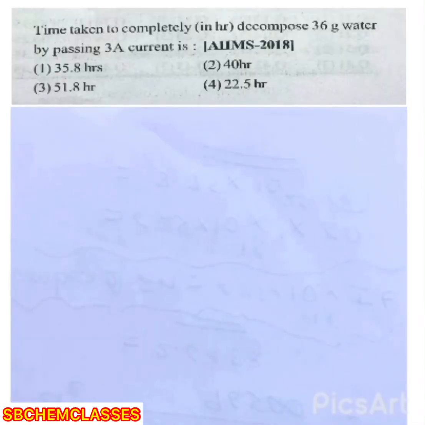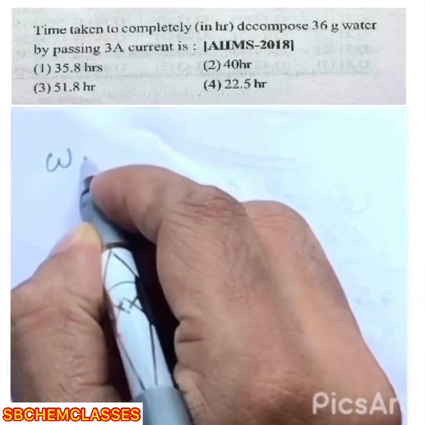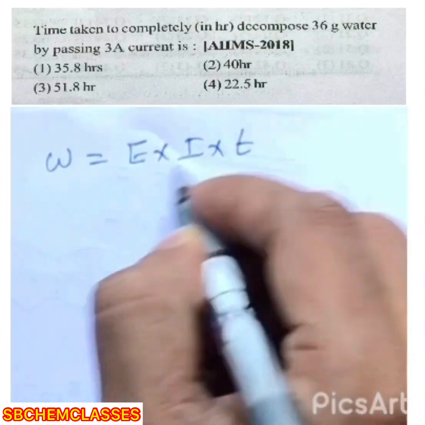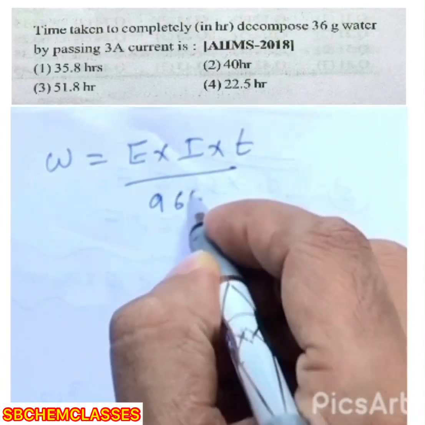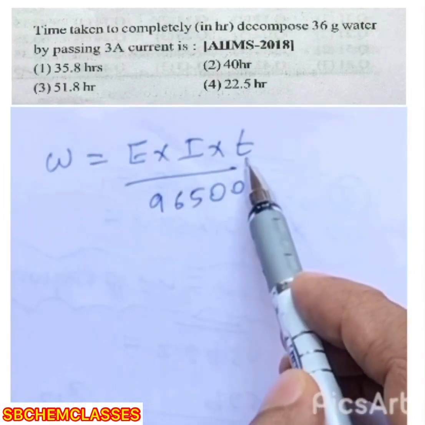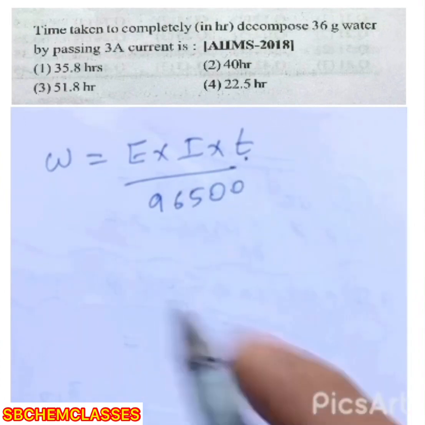Find the time taken to completely decompose 36 gram water by passing 3 ampere current, in hours. I already explained one equation: W equals E I T by 96500. From this equation we can calculate time, but time is in seconds and we have to convert to hours.